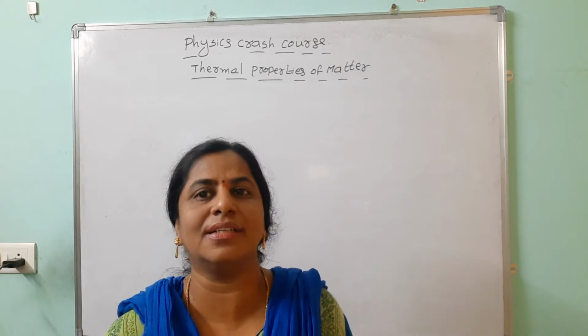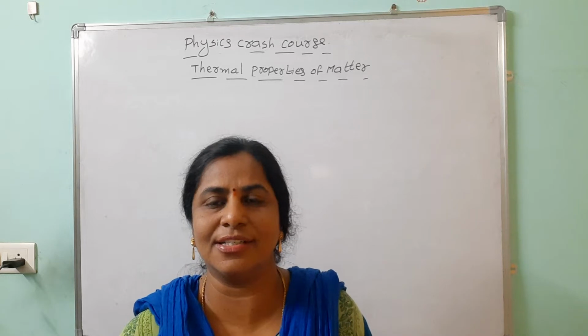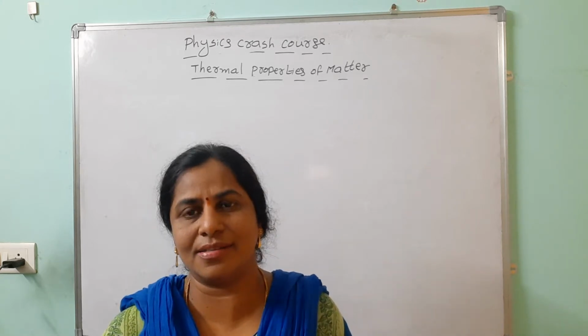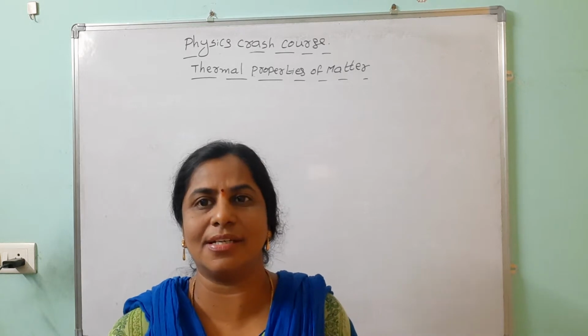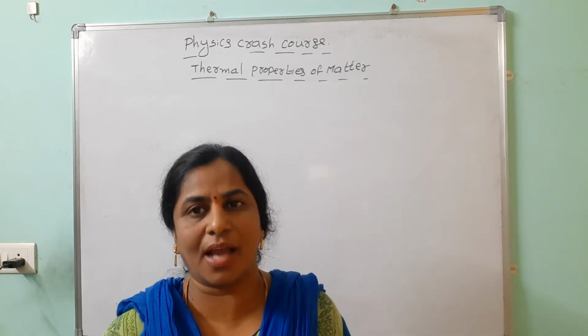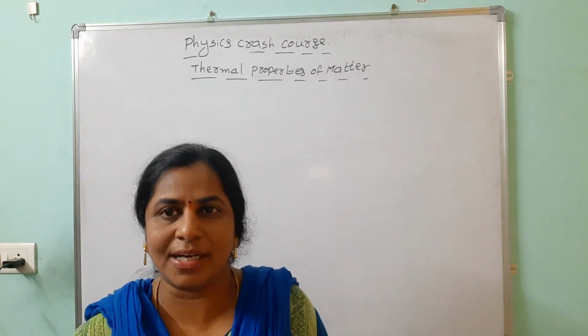Then how do we measure heat? Just now I said heat is energy, which means the unit is the joule, but we also express heat in terms of calories. The calorie is the unit in the CGS system and the joule is in the SI system, and you remember that 1 calorie equals 4.2 joules.